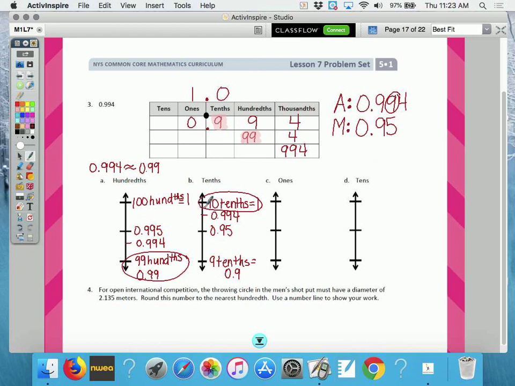Okay, now it says the ones place. What digit is in the ones place? 0. Okay. So if I have 0 ones, that equals 0. And then what comes after 0? 1. 1 one equals 1. Now, are these numbers right next to each other on the number line? Yes. So you will have a decimal in your midpoint.